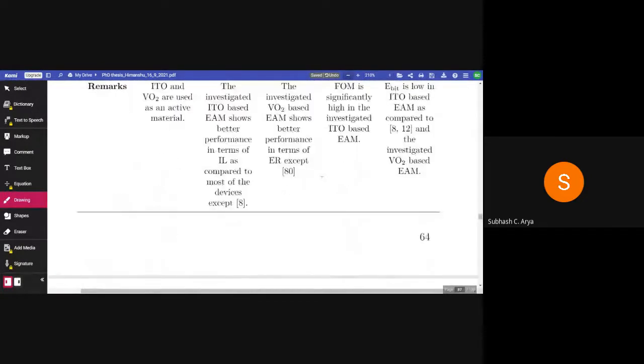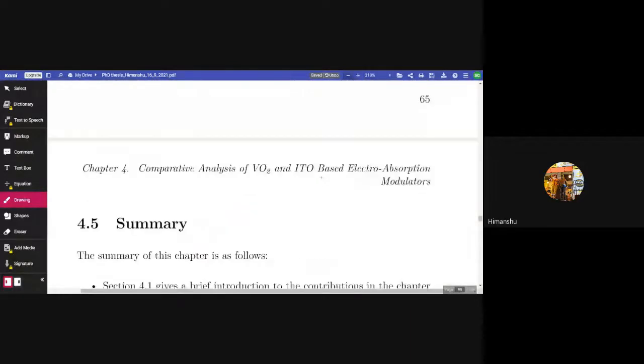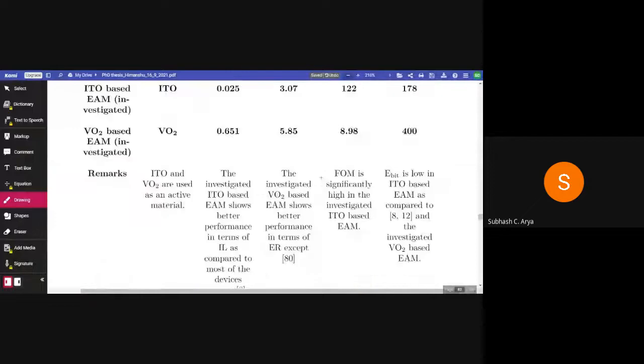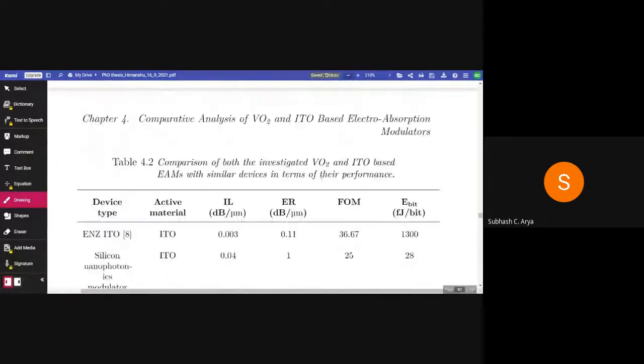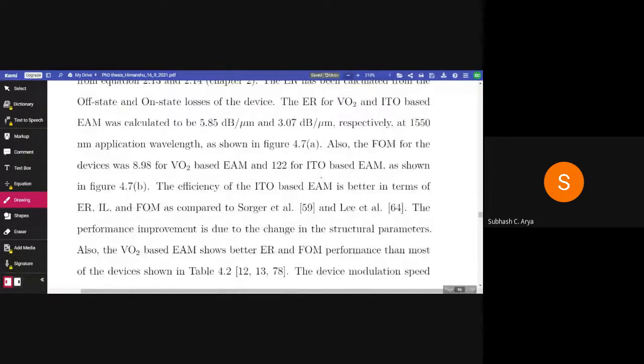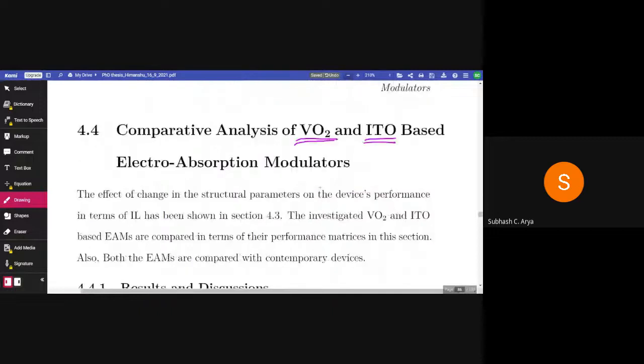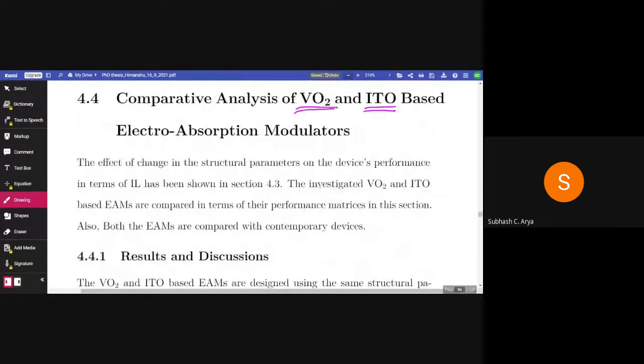Okay, how many pages are there still? So 1, 2, 3, 4 pages are there. 4 pages. Okay, this is the only table. I think hardly 3 pages then. Okay, yeah. Last one is the summary. Yes. Over to you, Himanshu.